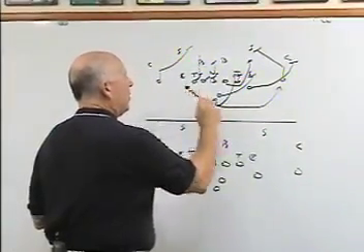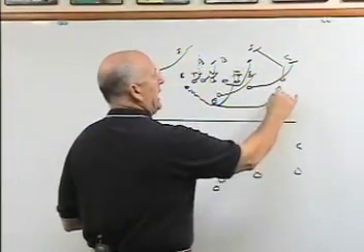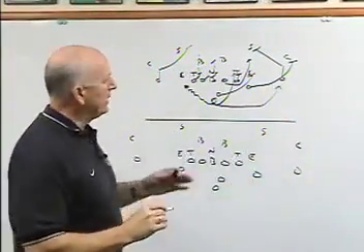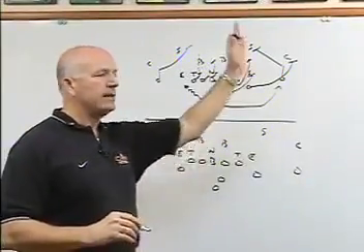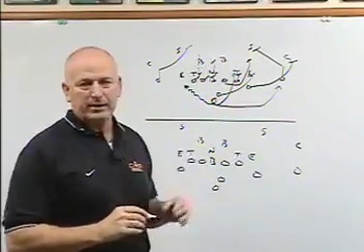This play opens up an alley on the perimeter, and he is going to key these perimeter blocks, and he can cut it up in the alley, or if that corner gets caught inside, he can dip his shoulders and go to the outside and down the sideline.